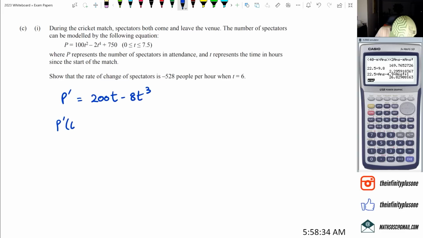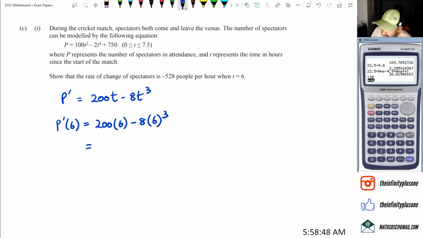So P dash of 6 is equal to 200 times 6 minus 8 times 6 cubed, which is, let's just do this in the calculator straight away. So which is 1,200 minus 8 times 6 to the power of 3, which actually gives us minus 528.